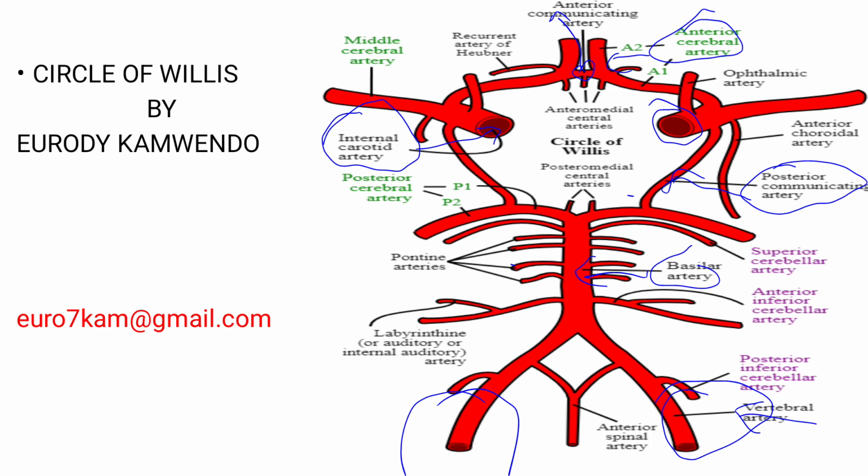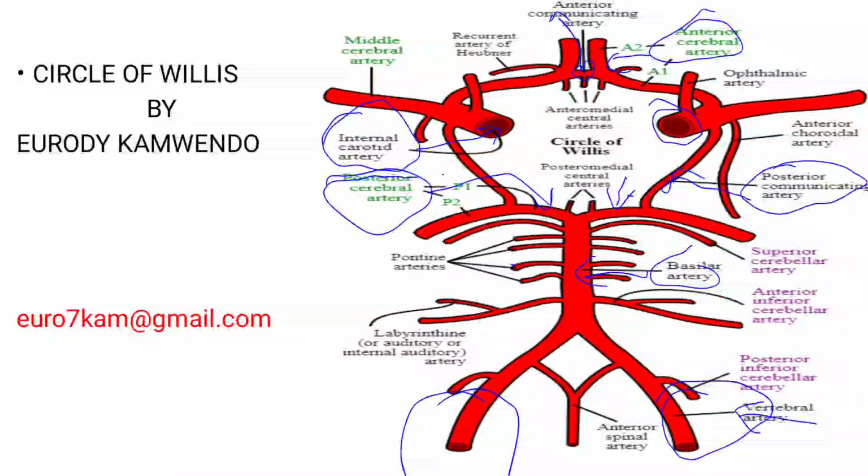Now, when we talk about the posterior cerebral arteries themselves, these are the posterior cerebral arteries. We have the posterior cerebral arteries here, and another one is there. These arteries branch from the basilar artery, and they supply the occipital lobe and the posterior part of the brain itself. They complete the posterior section of the circle of Willis.